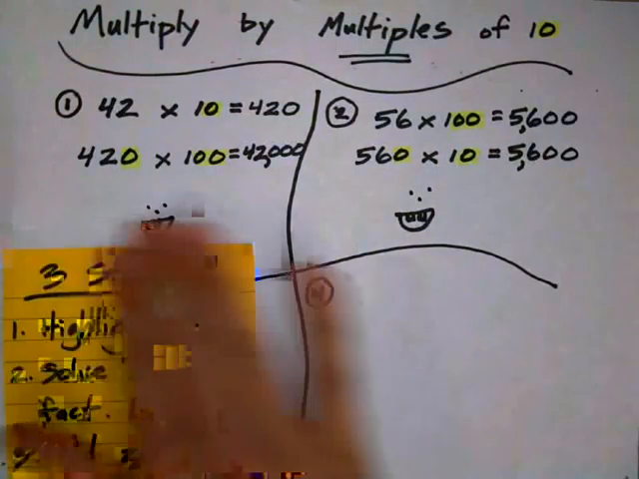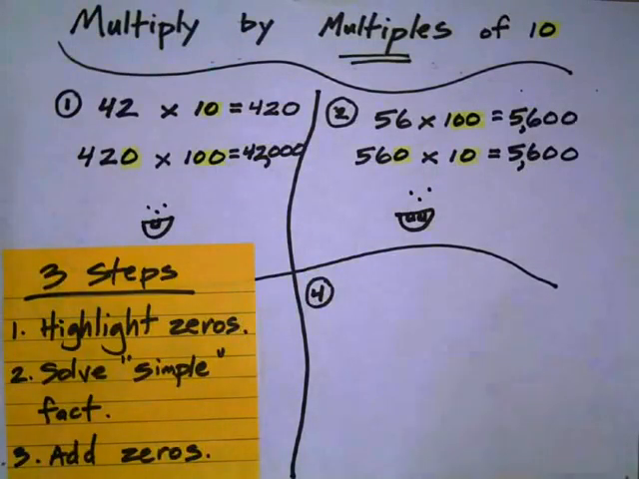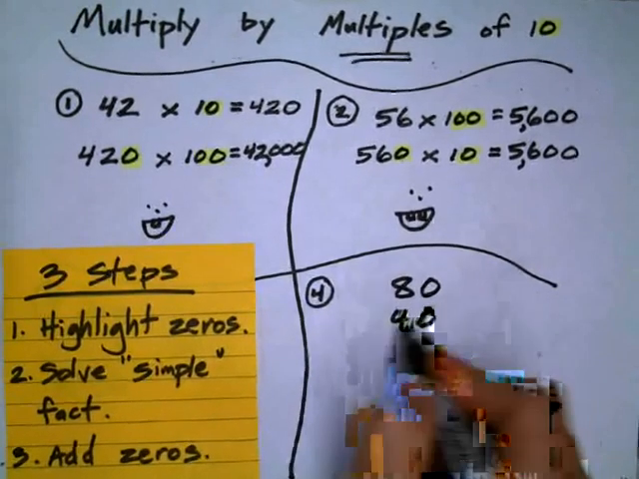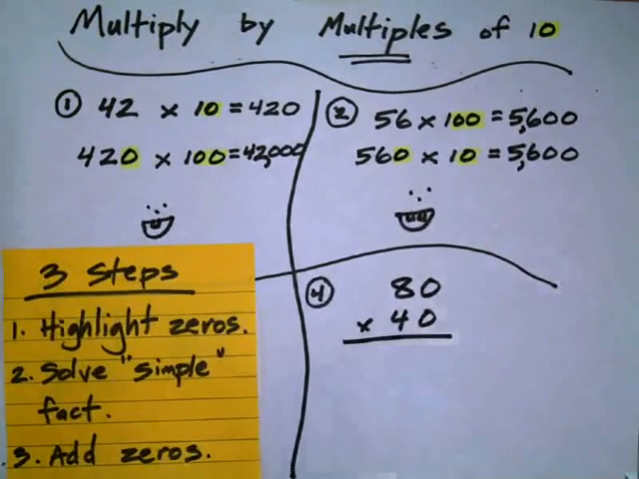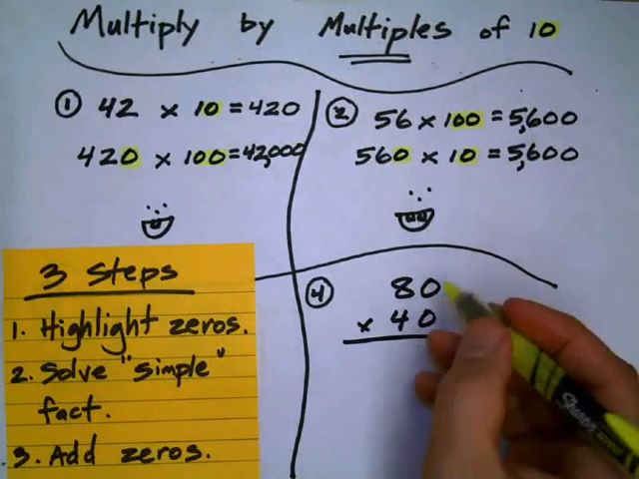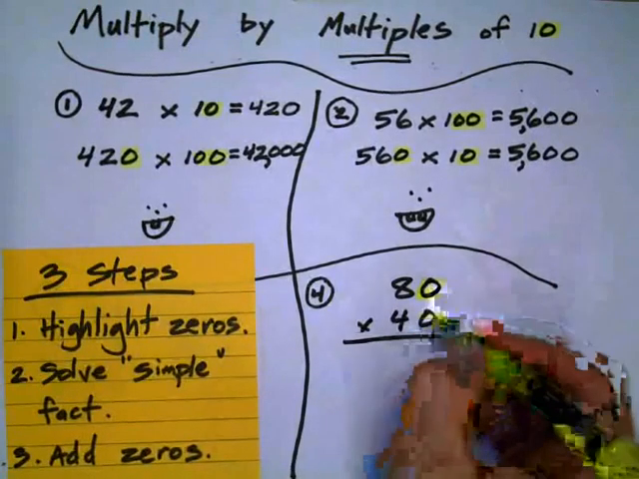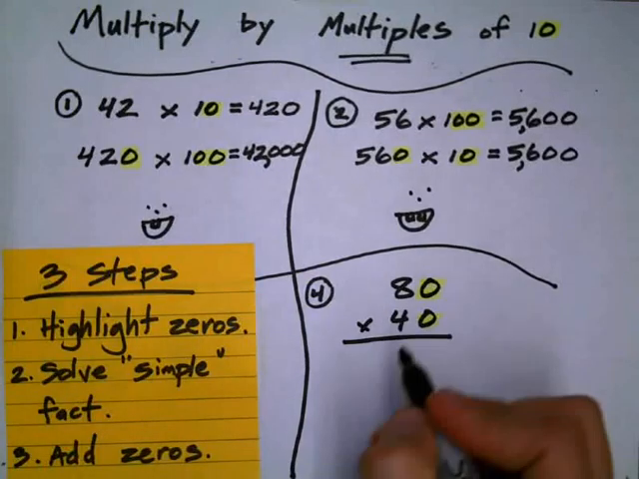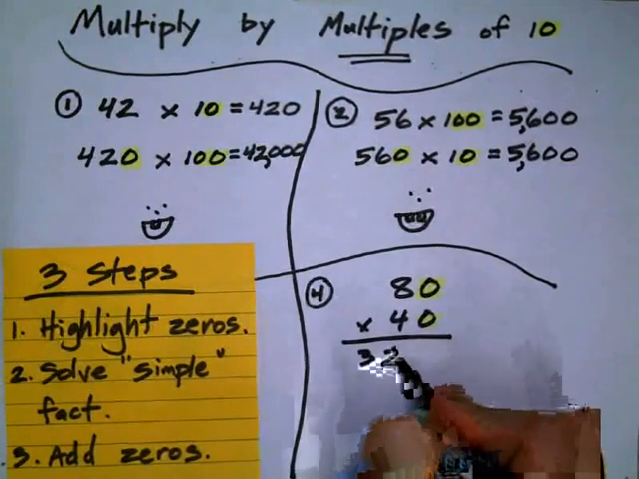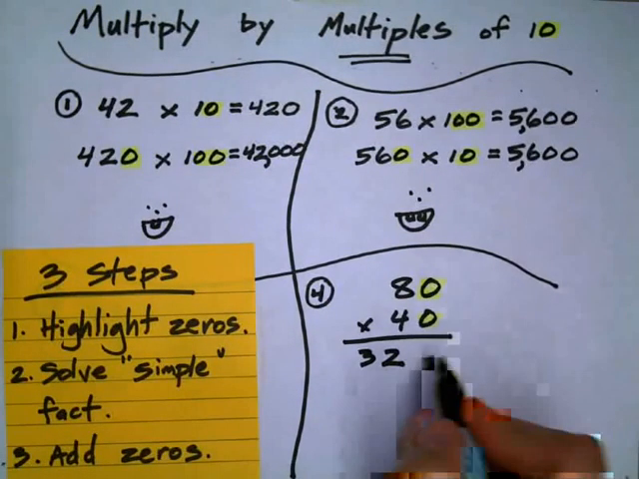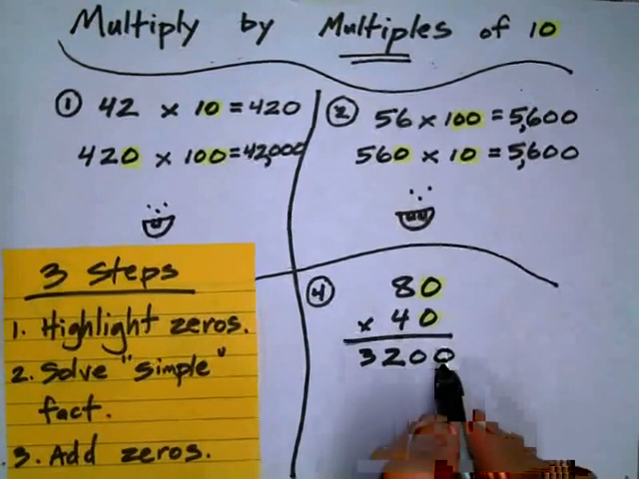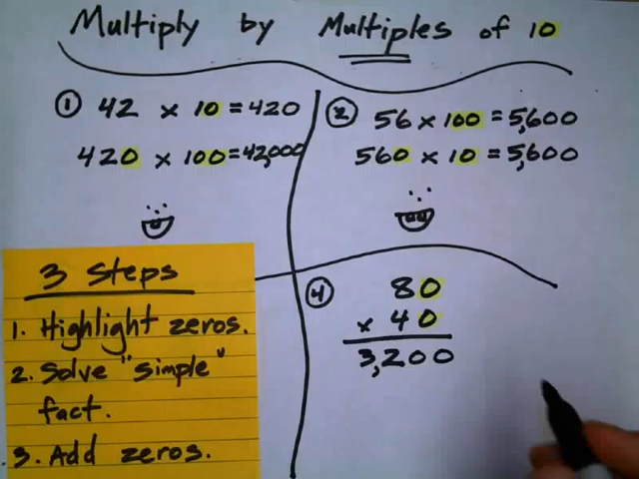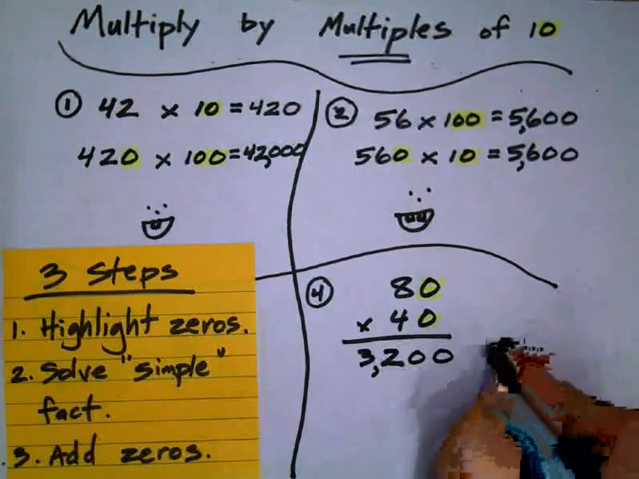Last but not least, we'll do one more problem to practice this strategy. How about 80 times 40? Again, we're going to use our strategy of highlighting the zeros. That leaves us with a simple fact of 8 times 4, which is 32. We have 2 zeros highlighted, so we bring those down. 1, 10, 100. There's a comma, and your answer is 3,200.